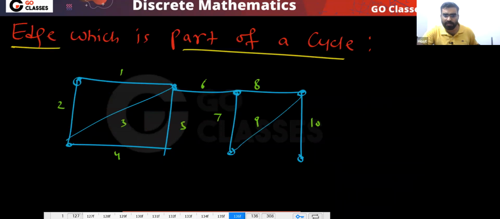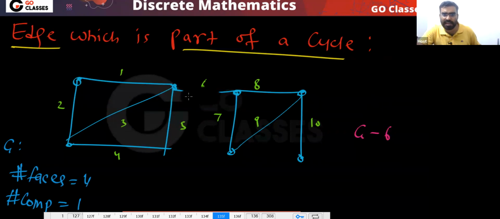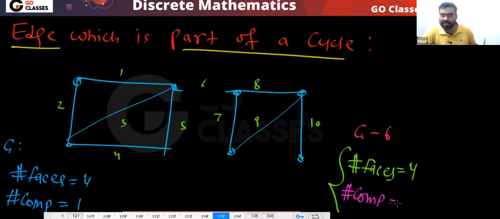For example, this is your graph. For this original graph G, the number of faces is equal to 4, and the number of components is 1. Now let me do G minus 6, so this edge I am removing. If I remove this edge, then what is the number of faces? The number of faces is still 4, but the number of components has increased by 1.